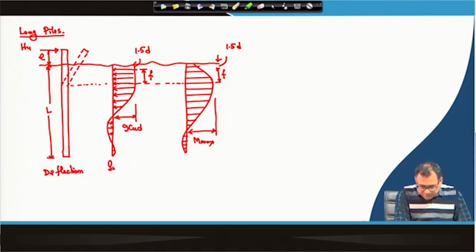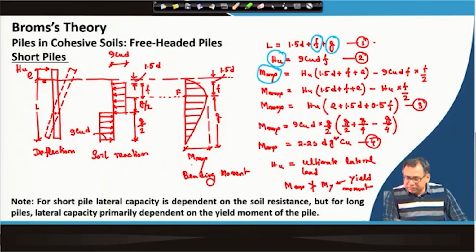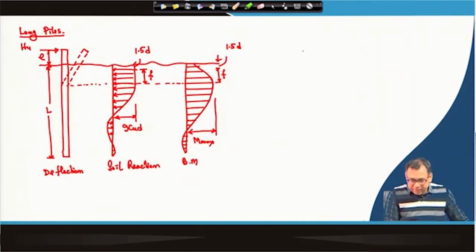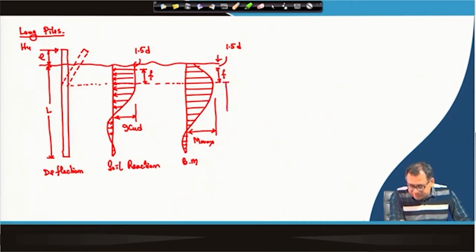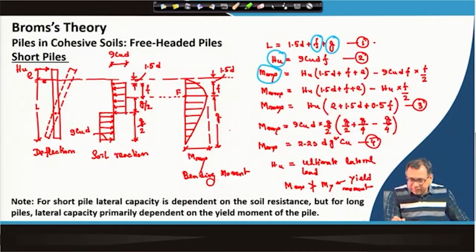This is the soil reaction and this is the bending moment. Now, for the long pile, I can write that the previous equations can be valid. Which are the previous equations? Equation number 1 is valid here also, because this is G. So equation number 1 is valid here.